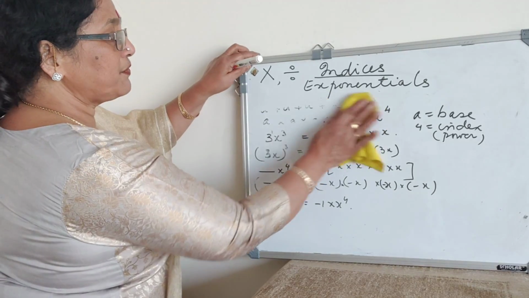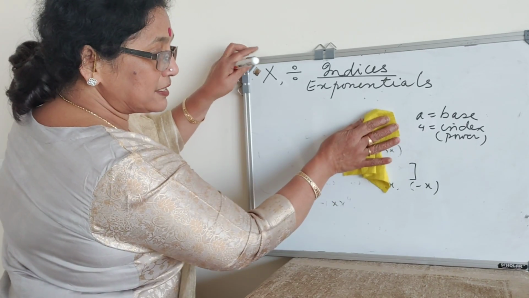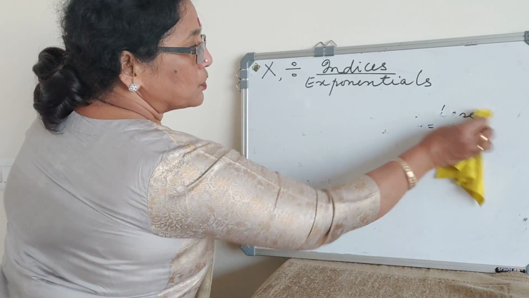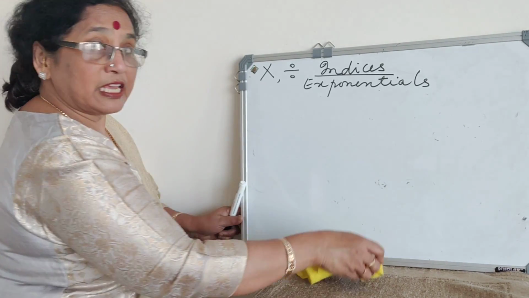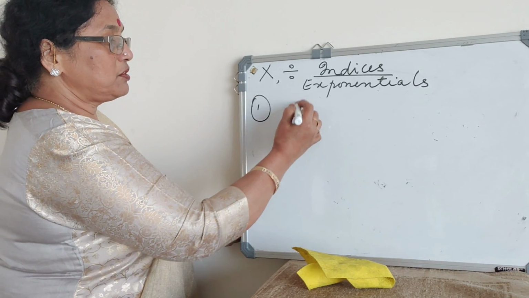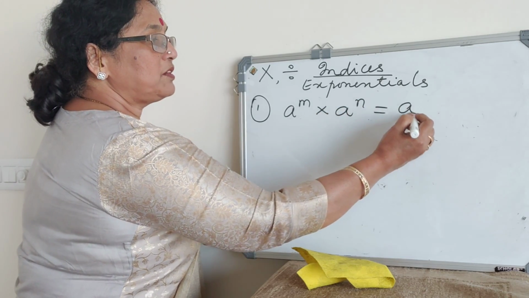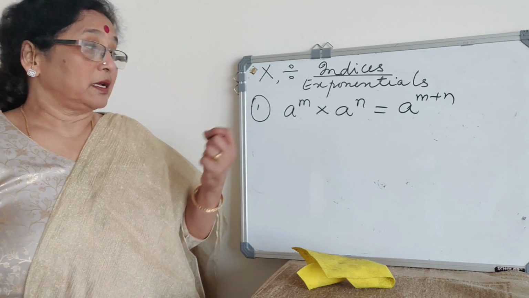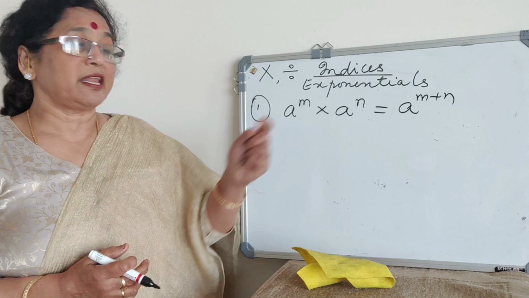So looking at this, now we'll come to the laws of indices, which are very, very important. As I'm writing, please write down the laws of indices. Okay, so let's see the first law. Be very careful when I'm writing the laws of indices. Number 1, a to the power of m into a to the power of n is a to the power of m plus n.